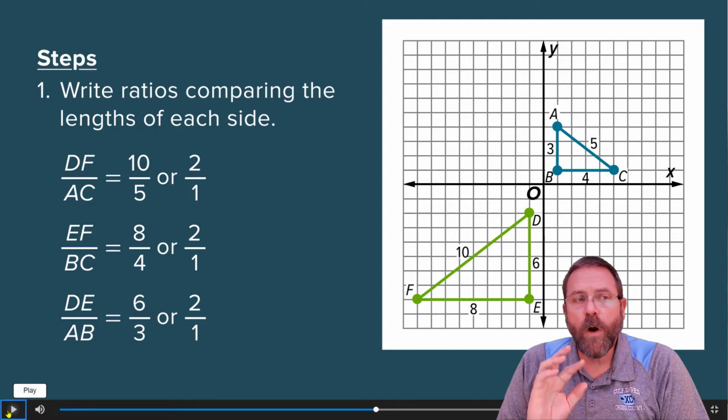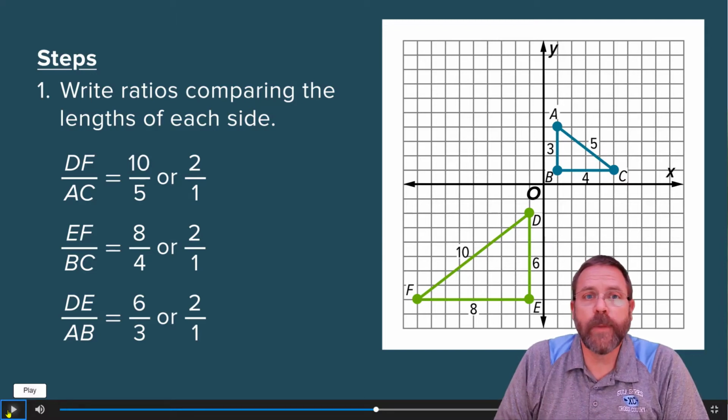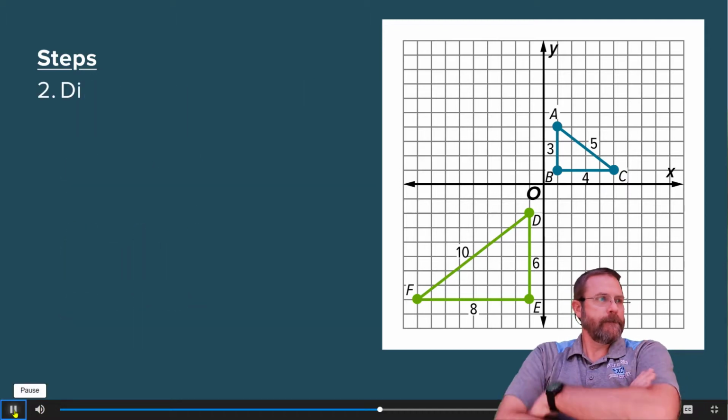In this problem, all they have looked at so far is the side lengths, comparing the side lengths, and that works for triangles, only triangles. If it's anything other than triangles, you have to also compare the angle measurement. Let's keep going.